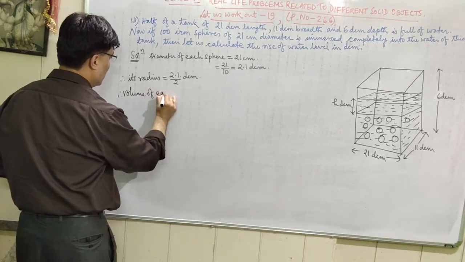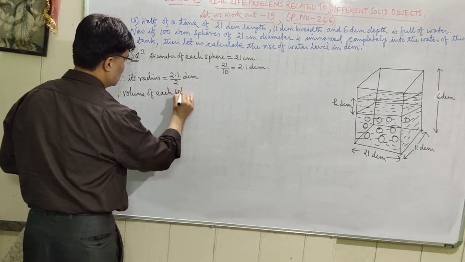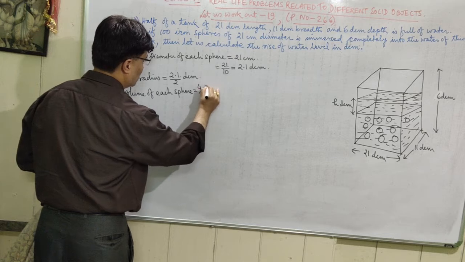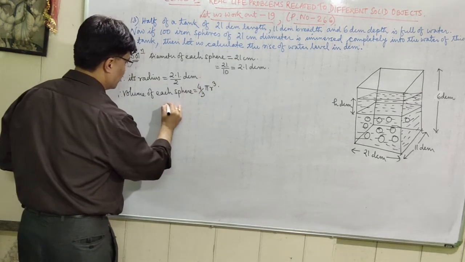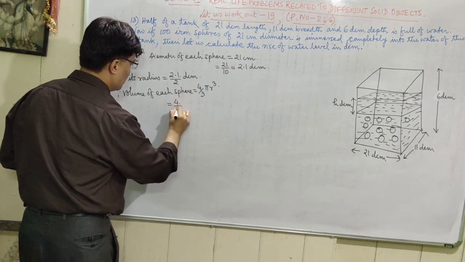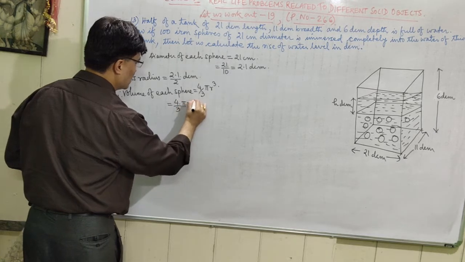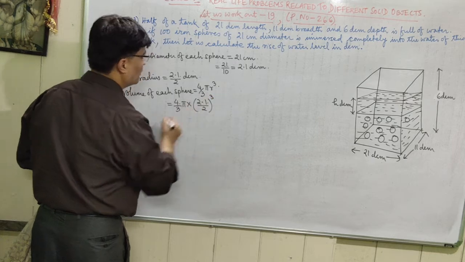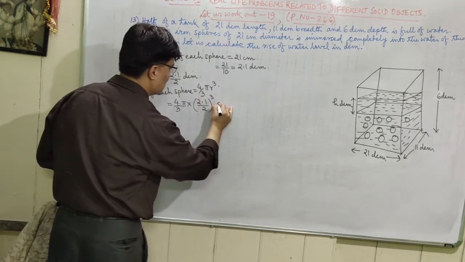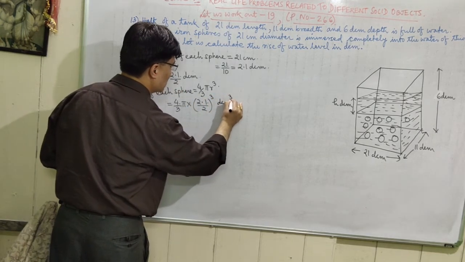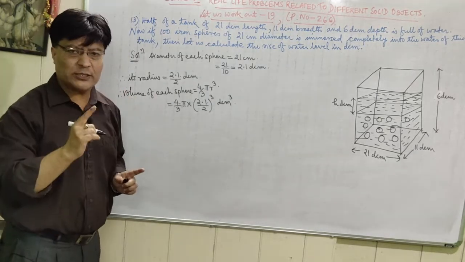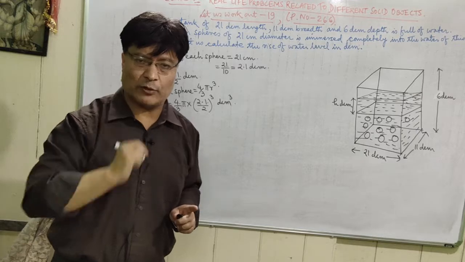Now let us find out the volume of each sphere. So volume of each sphere is equal to, what is the formula? 4/3 pi r cube, which is equal to 4/3 pi into, what is r? 2.1 by 2 whole cube. What is the unit? It is decimeter cube. So this is the volume of one sphere only.